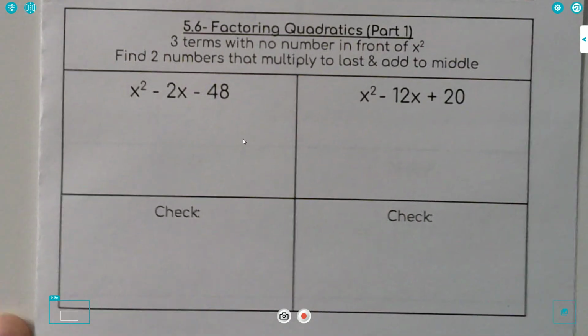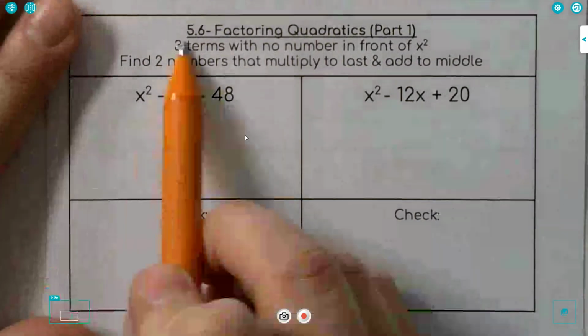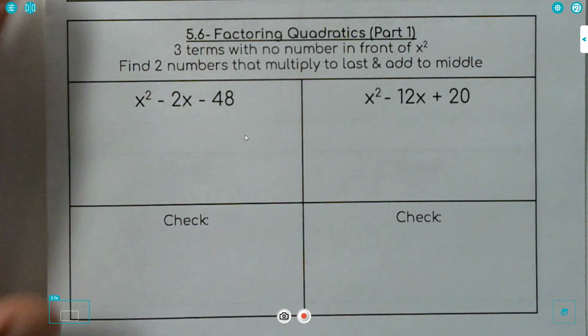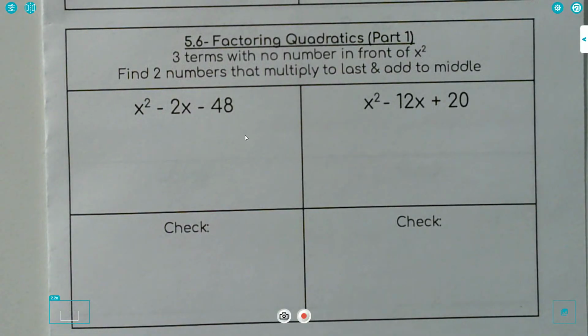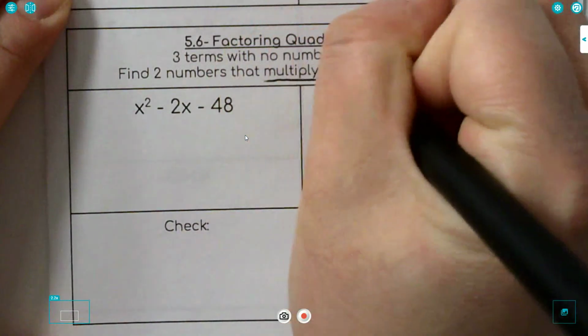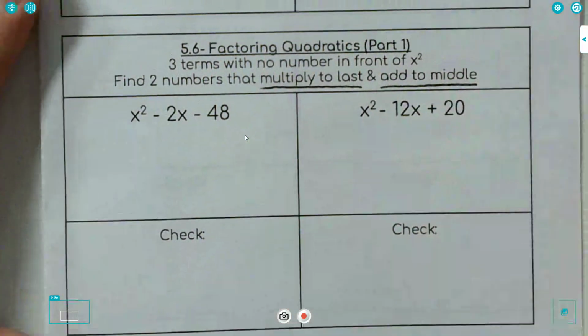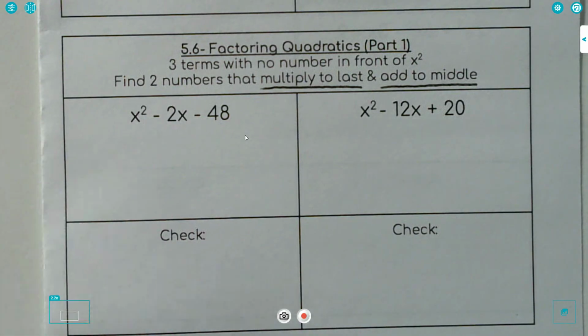Okay, 5.6. 5.6 we used for factoring quadratic trinomials. So degree of 2, 3 terms with no number in front of x squared. So there's technically an imaginary 1 here. But this is what you can do if it's just 1x squared or there's no number in front of x squared. What we are doing is always finding 2 numbers that multiply to the last and add to the middle number. We have a table back in 5.6 notes, and then you see it again in 5.9 notes, and then it'll be on your note card and it'll be on your review. That helps us know what types of numbers we need to multiply to, or what types of numbers, positive or negative, we need to use.